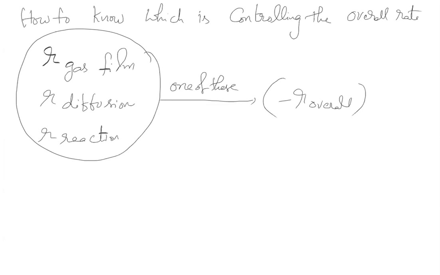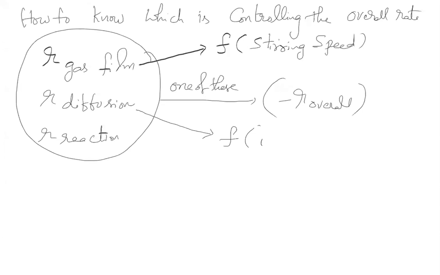The rate of gas film is a function of stirring speed. If I am doing an experiment in a gas, let's say in a CSTR, that stirring speed will define the film thickness, which defines the rate of gas film. And the rate of diffusion depends upon a function of phi, the Thiele modulus, which is a function of m into dp. Basically, it is a function of dp.